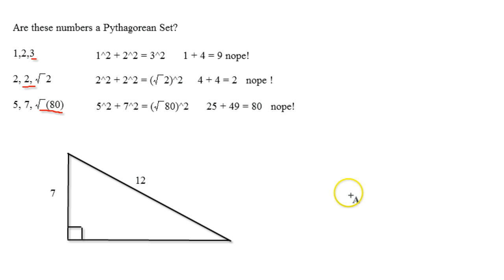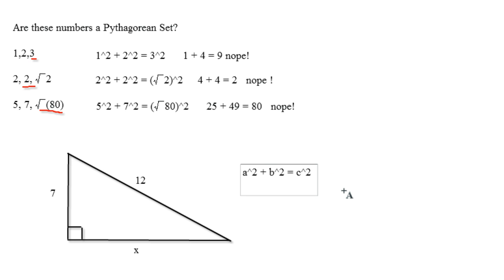Okay, so if we knew that this was a right triangle, we knew this side was 7 and this side was 12, we would need to be able to find the third missing side. So what I'm going to do is set it up. You can write out the formula the first couple of times you actually do it. So a squared plus b squared equals c squared. Okay, so you can start plugging in numbers.